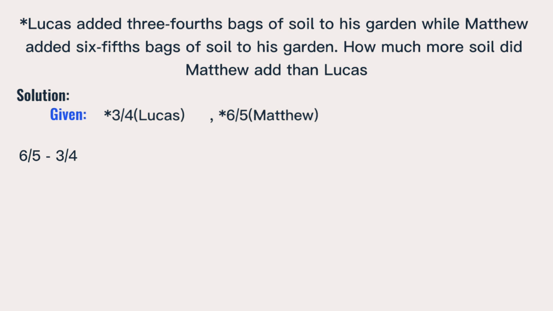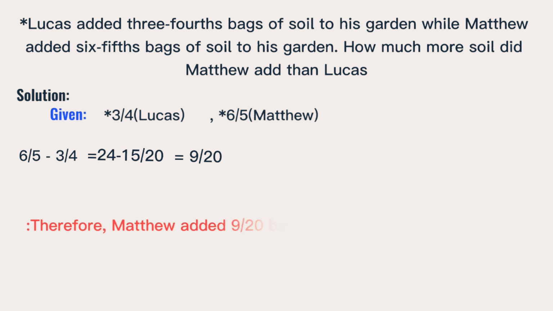6/5 bags for Matthew and 3/4 bag for Lucas. We will solve the equation. We will multiply 5 and 4 to get the common denominator, which is 20. Then we will cross multiply it. 6 times 4 is equal to 24 and 3 times 5 is equal to 15. So we have 24 minus 15 over 20 is equal to 9 over 20. Therefore, Matthew added 9 over 20 more bags of soil to his garden.